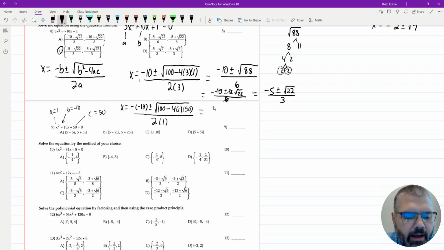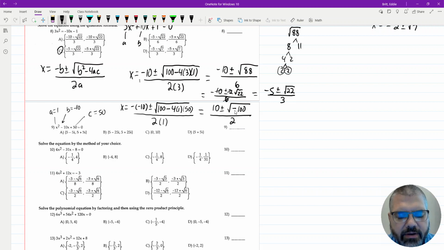Alright, so I have positive 10 plus or minus the square root of, let's see what this is. 100, and then I'm going to have negative 4 times 1, which is negative 4, times 50 is negative 200. So what's 100 minus 200? Negative 100. Again, 100 minus 200 is negative 100. That's all over 2 times 1, which is 2.